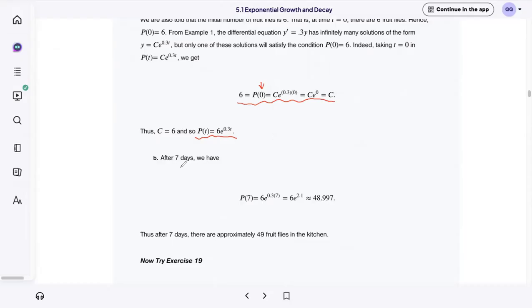Then after 7 days, how many kitchen flies will we have? After 7 days, it's p of 7, so we substitute t with 7. We do the calculation, 0.3 times 7 is 2.1. Then we go to our calculator and find e. e will be on one of the buttons. Press e, then raise it to 2.1. Then multiply by 6.